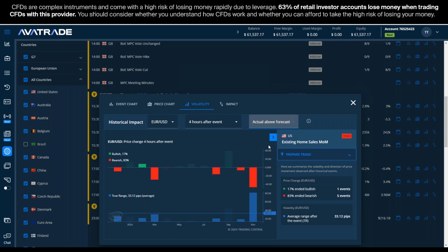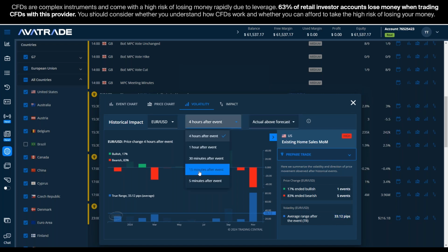Above forecast, USD strengthens 83% of the time. Now, this is something I'd be more interested in trading on. There are a number of data points here, and that's a high percent movement from the past in the hours following the existing home sales coming in higher than expected. 83% of the time, the USD strengthened and moved an average range movement of over 33 pips.